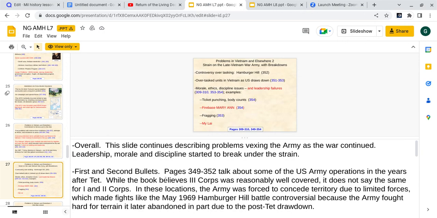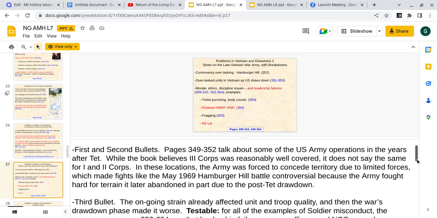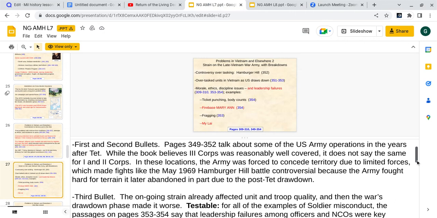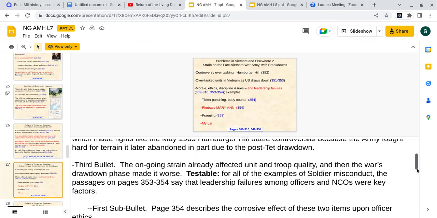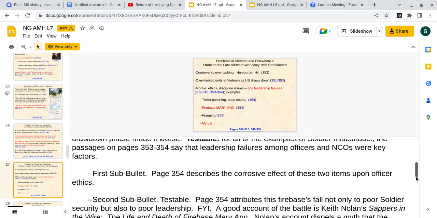Some examples that are important to know are Firebase Mary Ann. It was a really bad event that happened due to lack of discipline from U.S. soldiers. A lot of civilians were harmed, which really hurt morale on the domestic front. People didn't really support the war. For all the examples of soldier misconduct, understand that it's attributed to leadership failures among officers, and NCOs were the most important factor for this breakdown of morals and ethics and these travesties that happened.